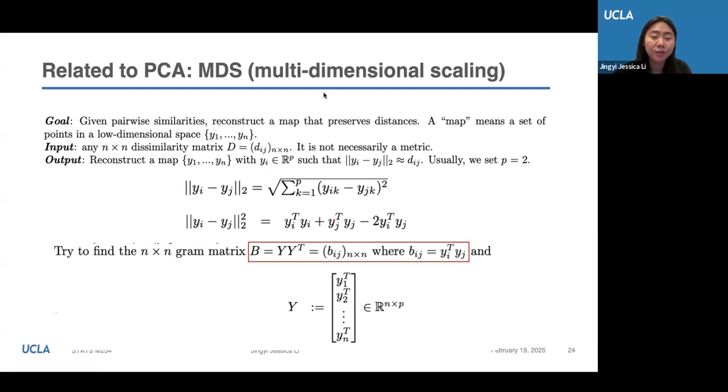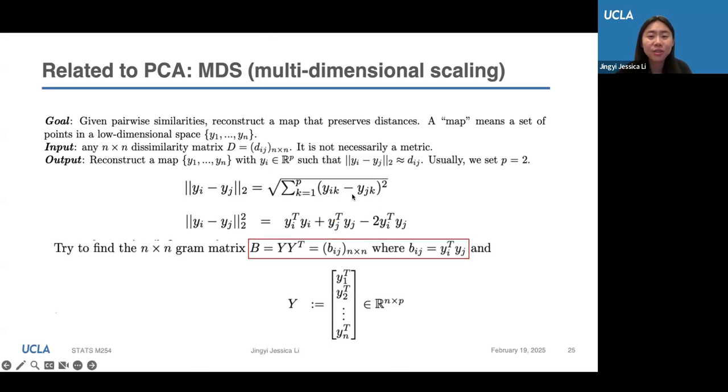But for MDS, you don't need to give the original data. You can just input the distance. Sometimes you don't have the original data available, or your distance may not be calculated as a Euclidean distance. That makes MDS more flexible. It's a more general method, while PCA requires the original data to start with. So that's what I want to say for this part.